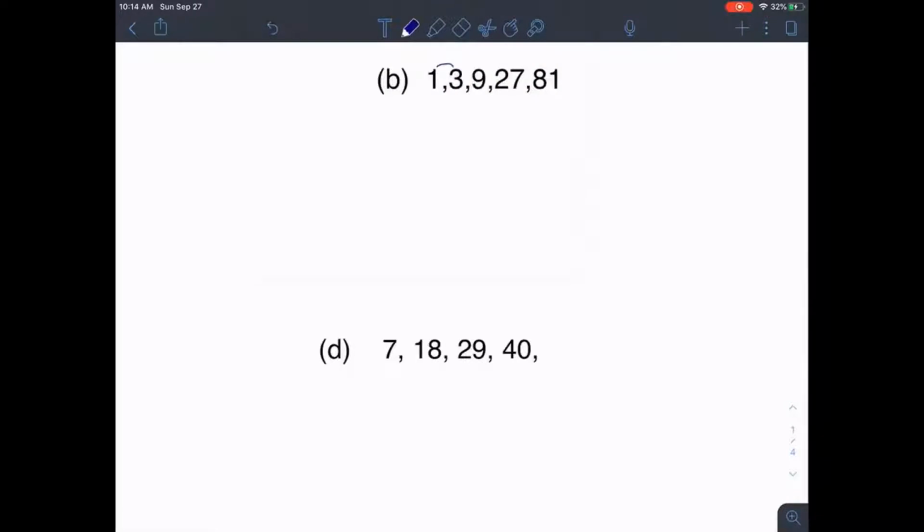One times 3 is 3. 3 times 3 is 9. 9 times 3 is 27. And 27 times 3 is 81.